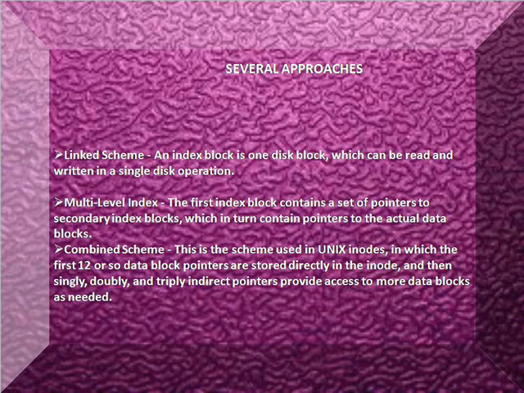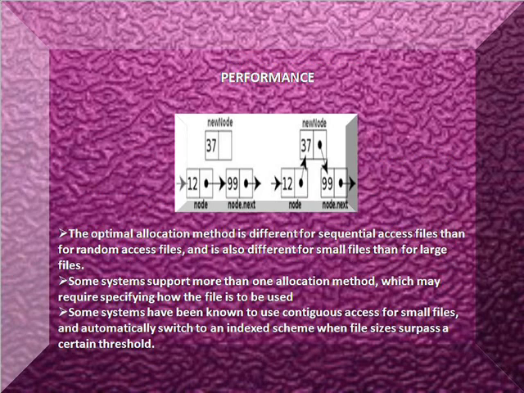Combined scheme. This is the scheme used in Unix inodes, in which the first 12 or so data block pointers are stored directly in the inode, and then singly, doubly and triple indirect pointers provide access to more data blocks as needed. Performance. The optimal allocation method is different for sequential access files than for random access files, and is also different for small files than for large files.